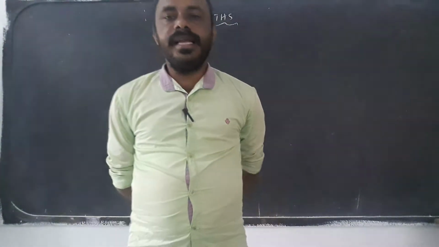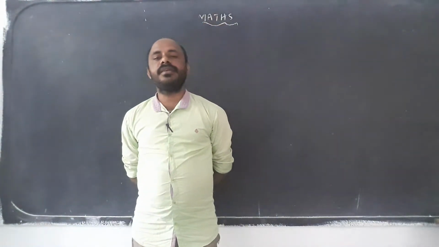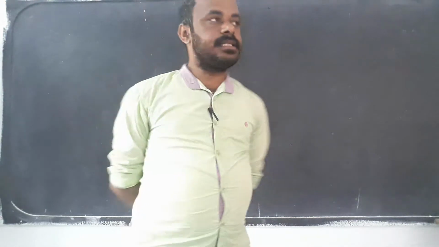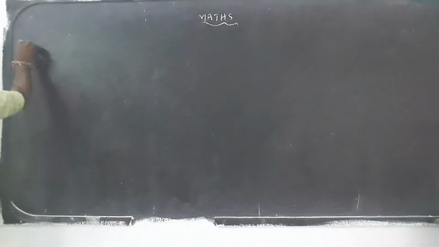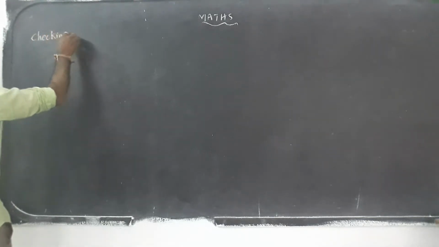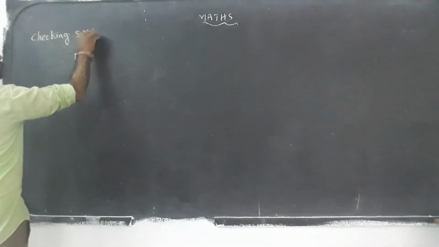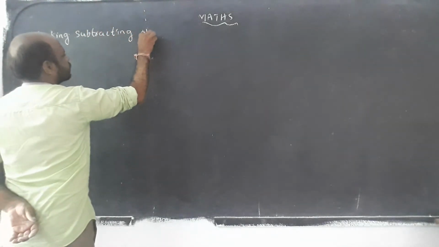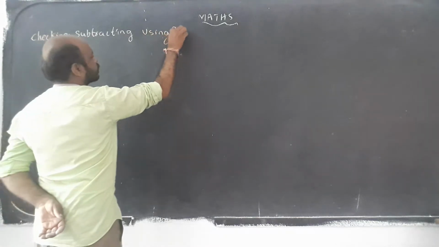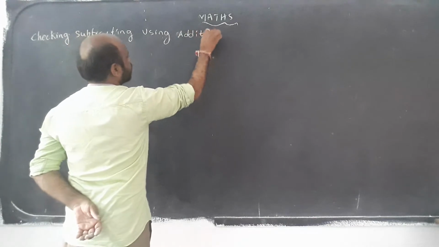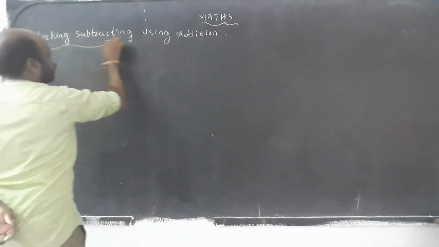We find the difference of two numbers. Then, whatever difference we get, when we add it back, it will become the same number. Like this, we have to do the subtraction. This is checking subtraction using addition. This is the process we will study today.